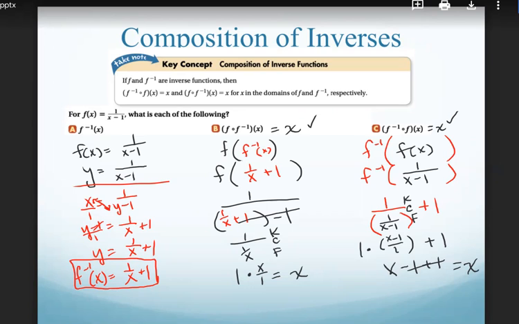Now, we just found that they were inverses, but that's a good way to check your work, okay? A good way to check your work is to just substitute one into the other and then do the other way around. And if both of those equal x, then you know you found the correct inverse.